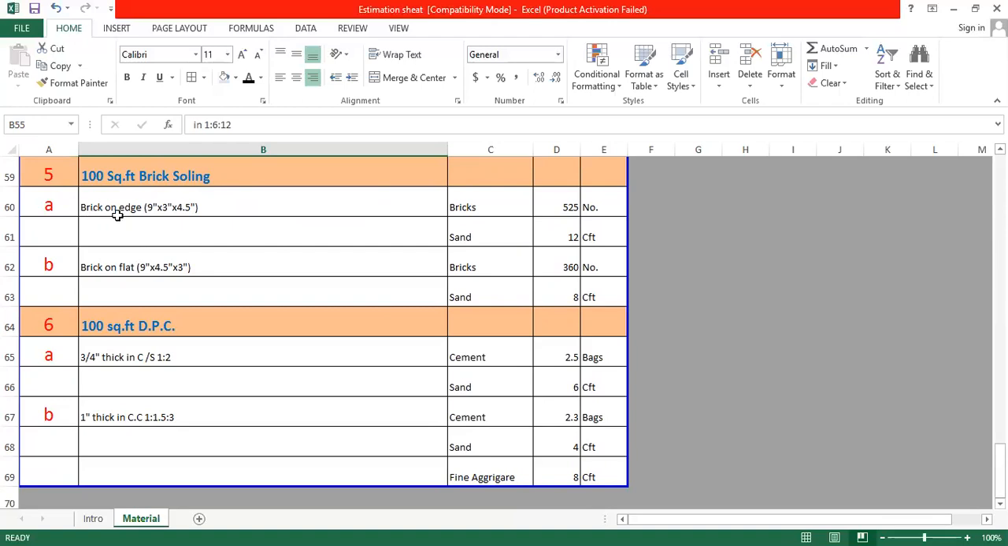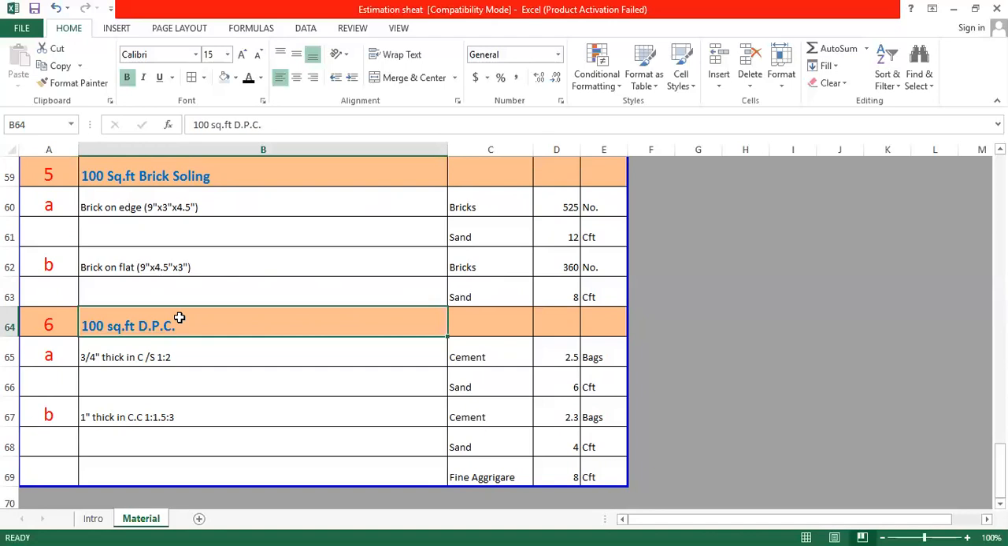Now for brick soiling, for 100 square feet of brick soiling, suppose you use the brick on edge, meaning its 3-inch side is laid as the bottom of the brick. Brick on flat means you lay its 4.5-inch side on the soil and the land. So for brick on edge, 100 square feet will require 325 bricks and 12 CFT of sand, and for brick on flat, 360 bricks and 8 cubic feet of sand.